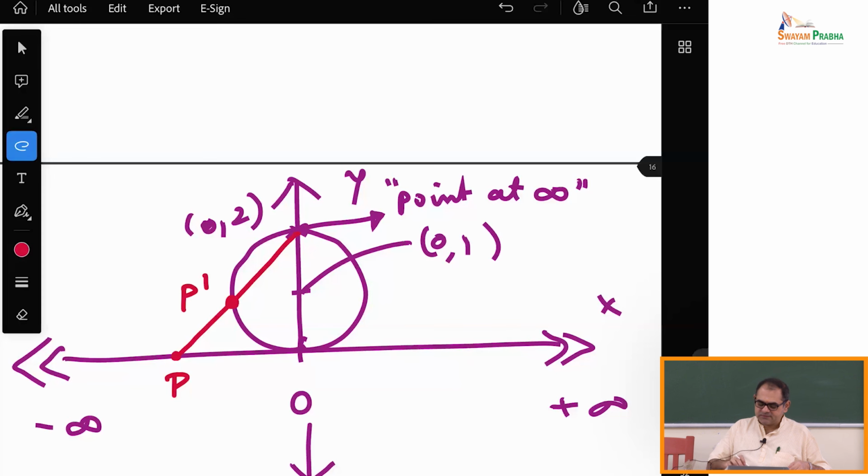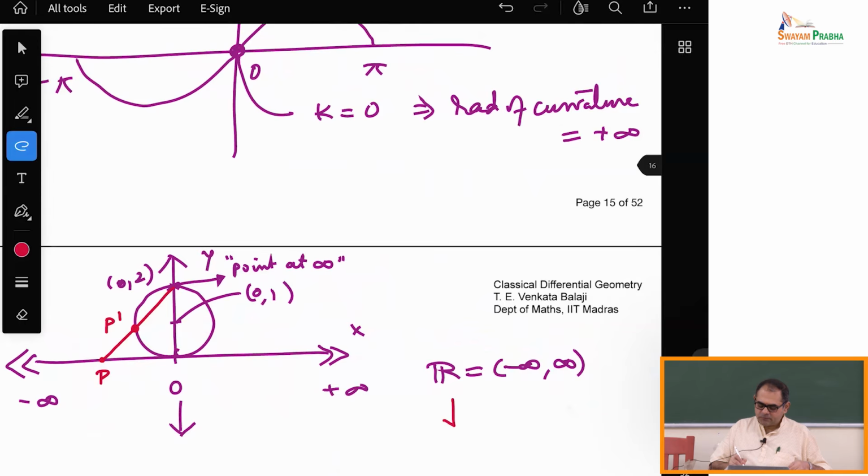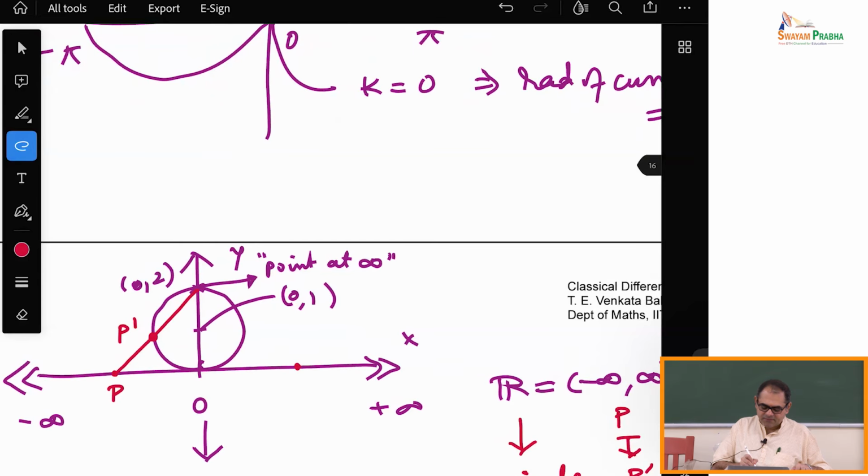The advantage of this is that you get a map from R to the circle, which sends p to p prime. The beautiful thing about this map is that it is continuous, and it is one-to-one, or injective. And here is another beautiful thing about this map. If I take a point, let us say P1, on the right side, then I will get the corresponding point P1 dash on the other side.